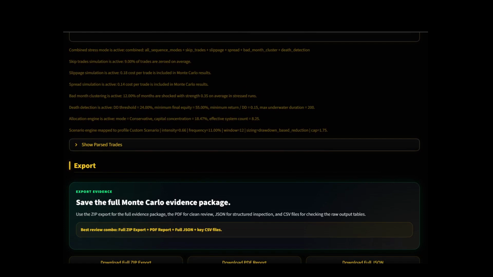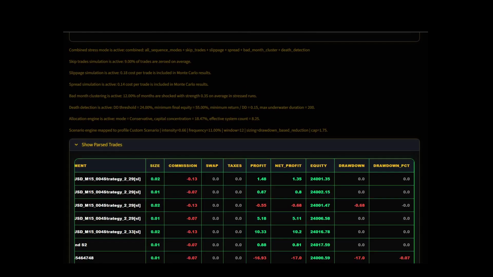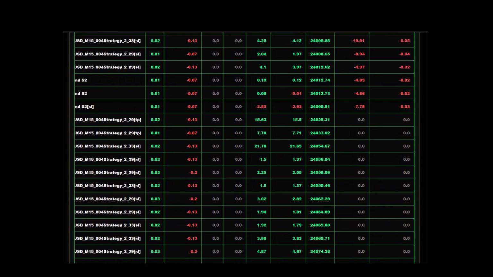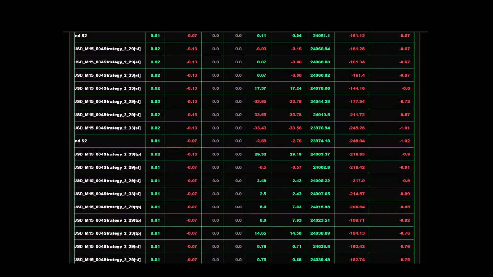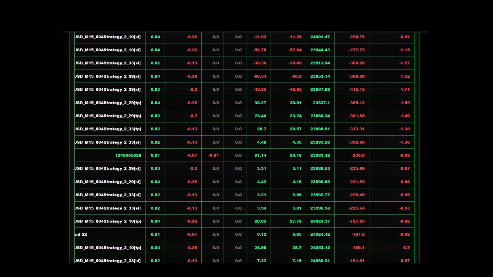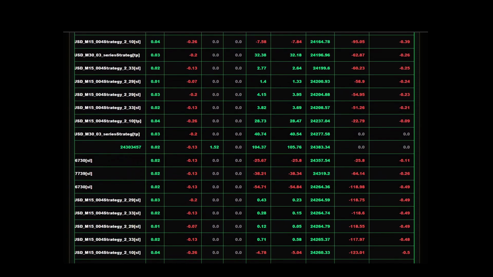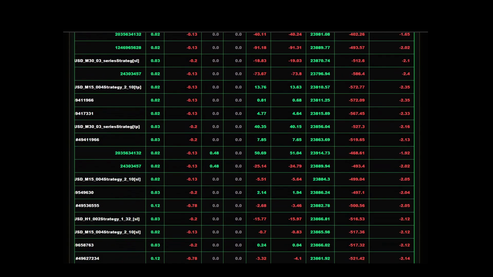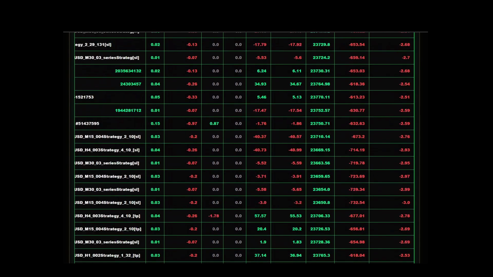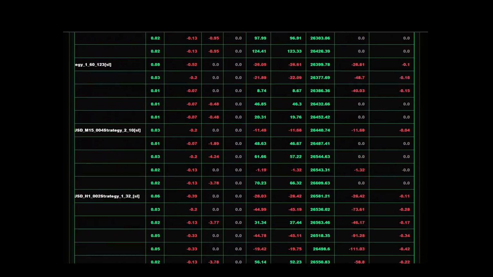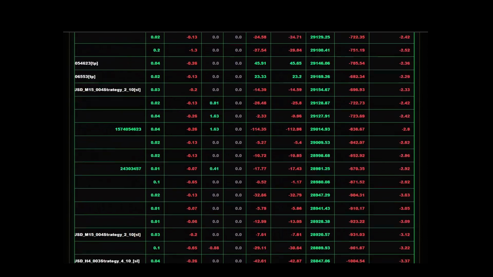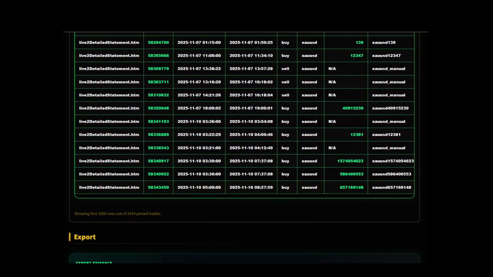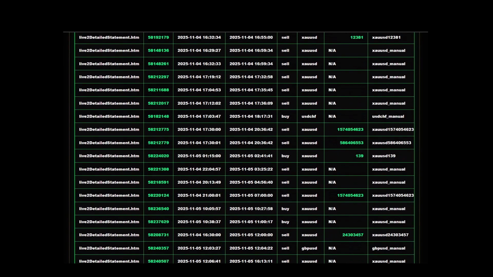Then we move into the parsed trades table. This is the raw trade data that the tool extracted from the detailed statement. Here we can see the source file, ticket, open time, close time, trade type, symbol, magic number, and symbol plus magic grouping. This is important because the whole analysis starts from the actual closed trades. The tool is not guessing. It is reading the statement, parsing the trades, grouping them, and then building the Monte Carlo analysis from that data.